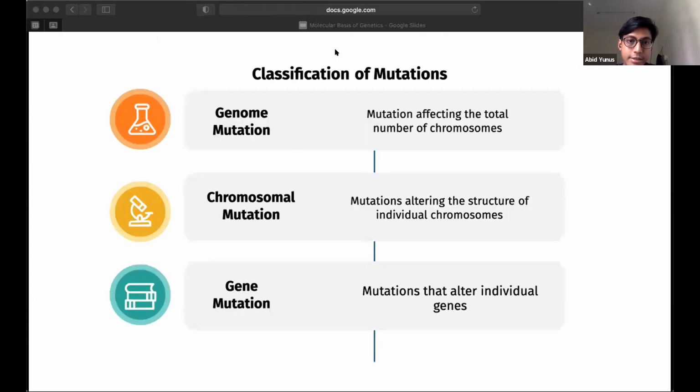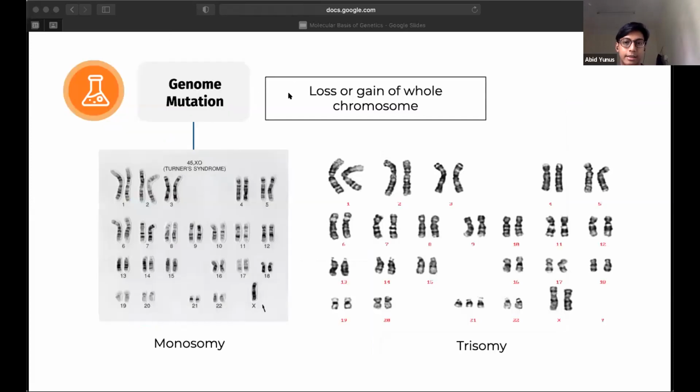Next, for the classification of mutation, it can be classified into mutations affecting the total number of chromosomes, so that will be genome mutation; mutations altering the structure of individual chromosomes, that will be chromosomal mutation; or mutations that alter individual genes, so that will be gene mutation. The first one is genome mutation. In genome mutation, there will be a loss or gain of a whole chromosome. This condition is also known as aneuploidy.